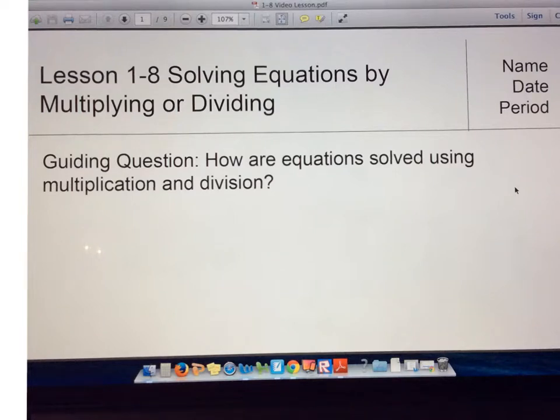All right, today's lesson is on solving equations by multiplying or dividing. Our guiding question: how are equations solved using multiplication or division? Remember, yesterday we learned that equations have equal signs. That was kind of a big thing because one side of the equation has to be the same as the other side of the equation.